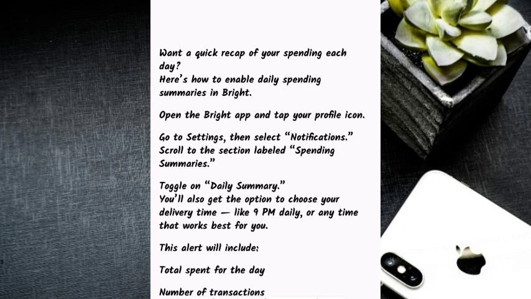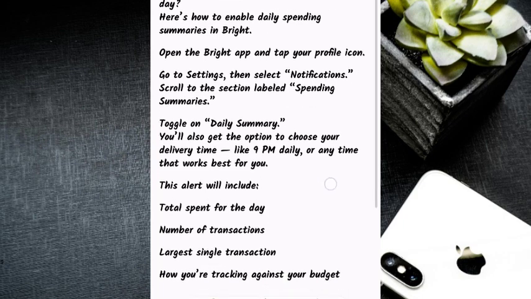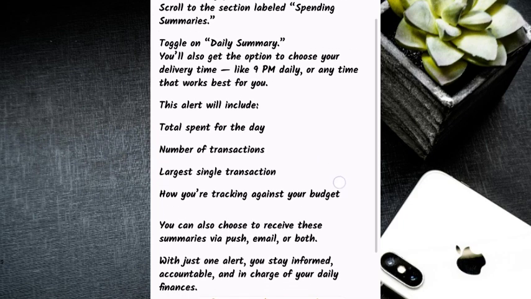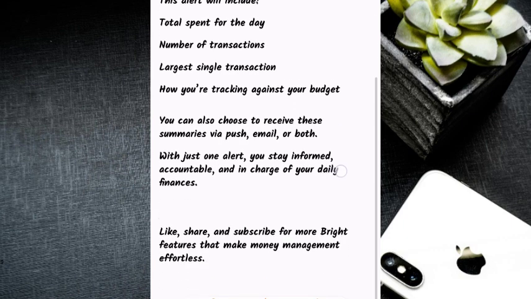You're gonna get the option to choose your delivery time, like 9 p.m. daily, or any time that works best for you. This alert will include total spend for the day, number of transactions, largest single transaction, and exactly how you're tracking against your budget. You can also choose to receive these summaries via push, email, or both. Just one alert, and you stay informed, accountable, and in charge of your daily finances.